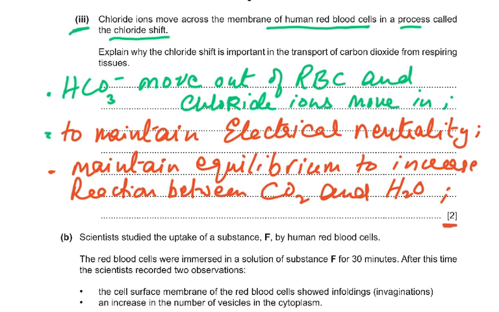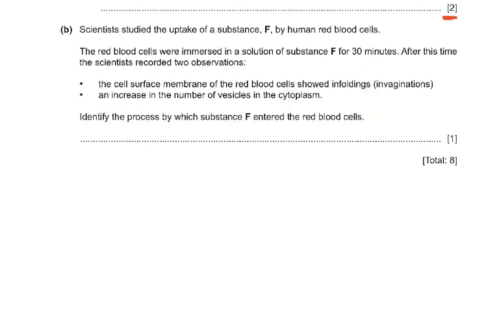Now this is 2 marks. It doesn't mean you have to write all these 3 points. Any 2 of these would get you the 2 out of 2. Part B, scientists study the uptake of a substance F by the human red blood cell. The red blood cells were immersed in a solution of substance F for 30 minutes. After this time, the scientists recorded 2 observations.